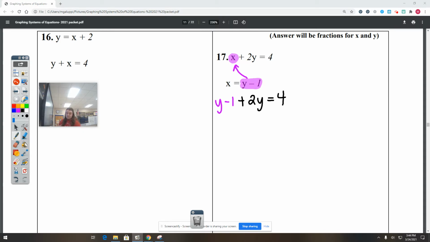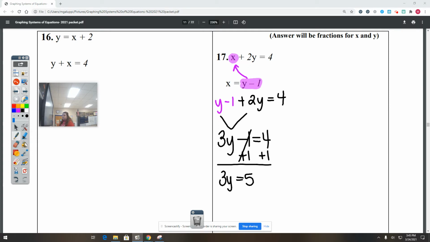I'm going to combine like terms first. So y and 2y makes 3y. Then bring down the minus 1 equals 4. From here, I'm going to add 1 to both sides. And I get 3y is equal to 5. Now I need to divide by 3.